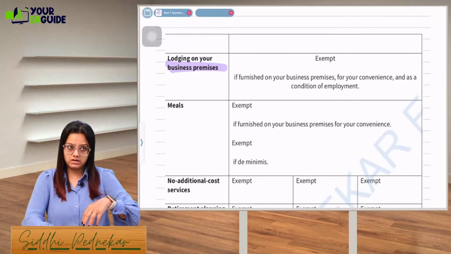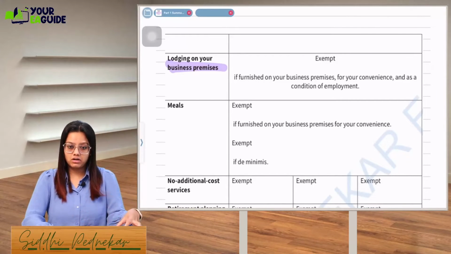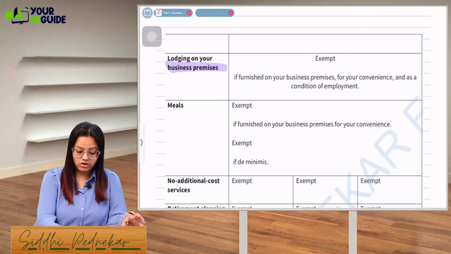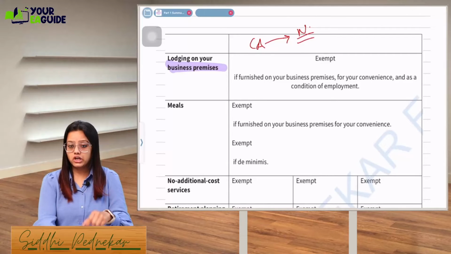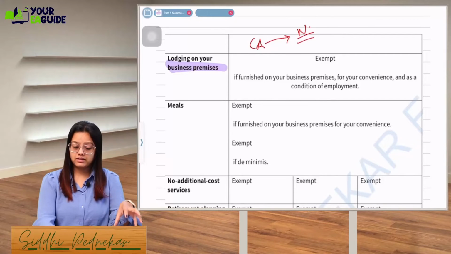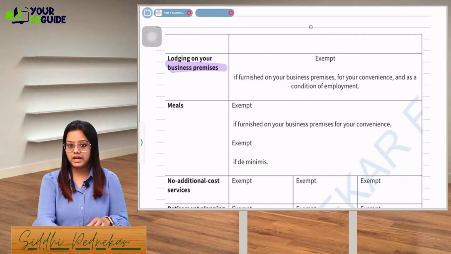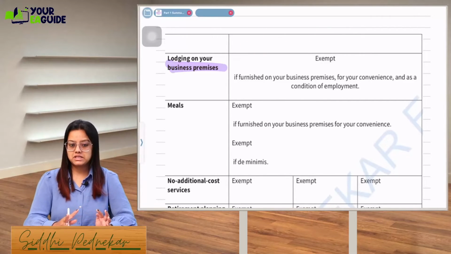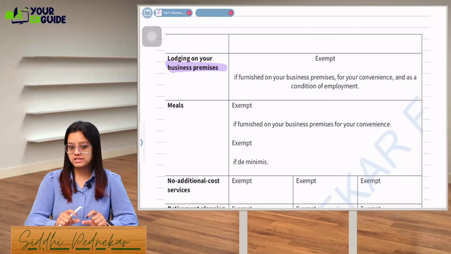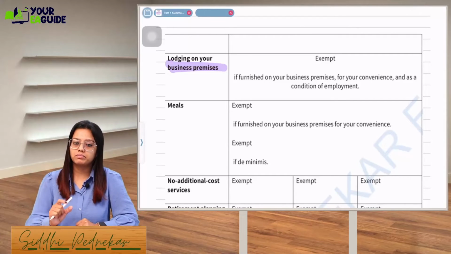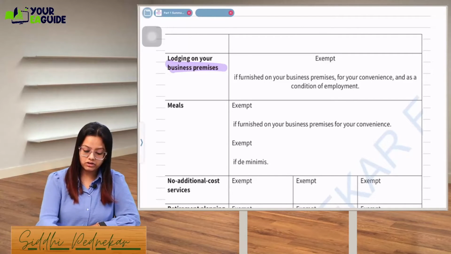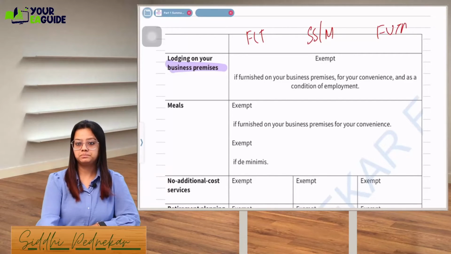Let's say they send you to another state. If your headquarters is in California, but now they are sending you to New Jersey. In New Jersey, you are staying in the designated office premises, completing the work for 10 days or 5 days, and all the expenses are incurred by the organization. So lodging on the business premises will be exempt from federal income tax. Again, I'll write it over here: federal income tax, social security and Medicare, and FUTA.